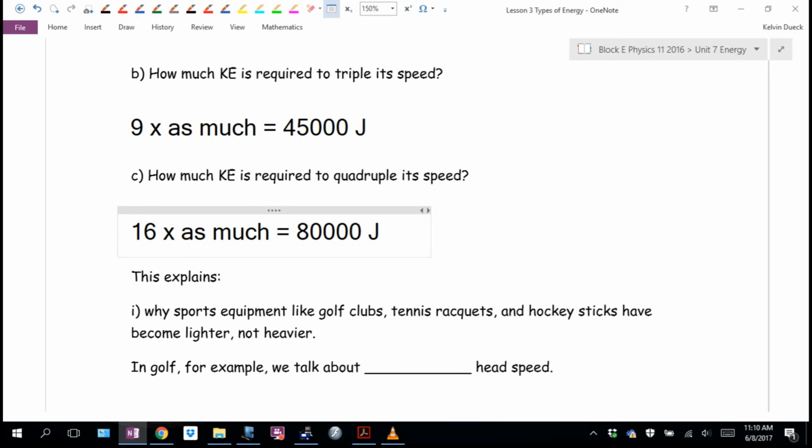If I get a lighter club, but I can improve my velocity, because there's a squared, I get way more bang for my buck. The reason golf clubs have become lighter, not heavier, is because in golf, we talk about club head speed. If I can swing the club twice as fast, the golf ball is going to go 4 times as far. Not twice as far. So even though it's a bit of a trade-off, because if it's lighter, yes, the mass is also part of the equation, that squared on the V is well worth focusing your efforts on in sports.